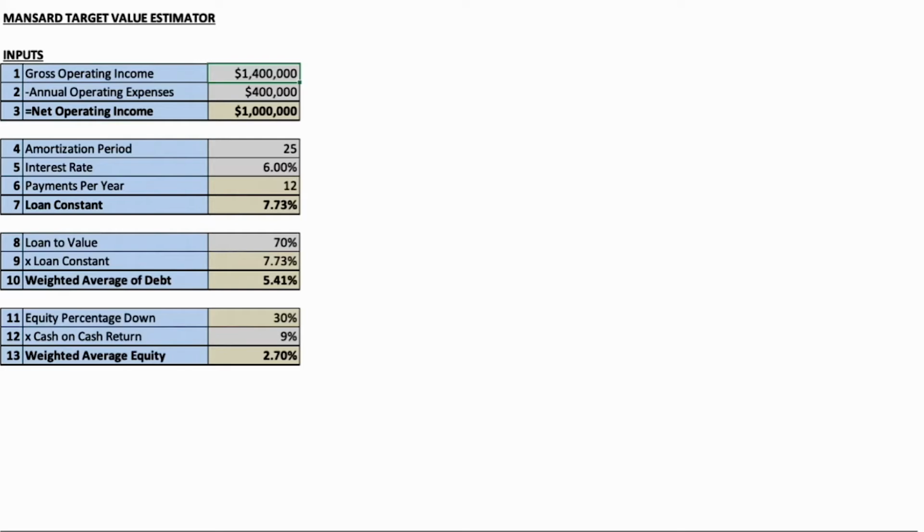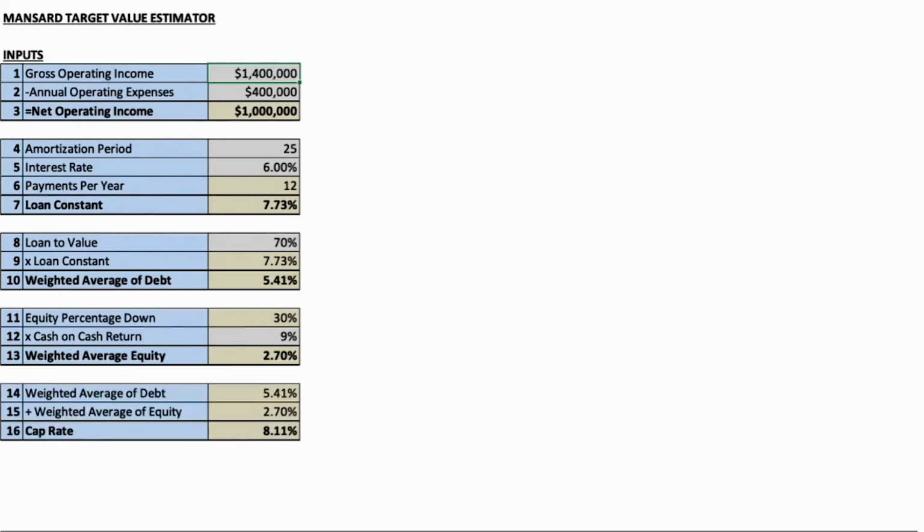And then we take those two numbers and we combine them. And what you can see here is we're getting the debt market and the equity market, where we have a cash-on-cash return requirement, and we're adding them together to come up with a cap rate, which in this case is 8.11%. This is a highly reliable way to get to a cap rate.